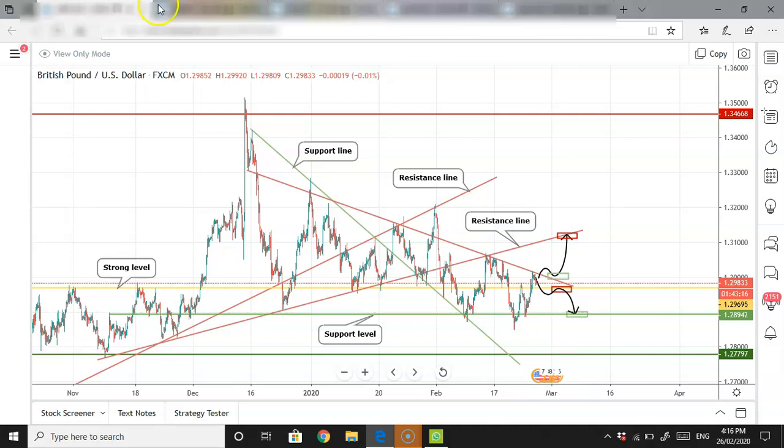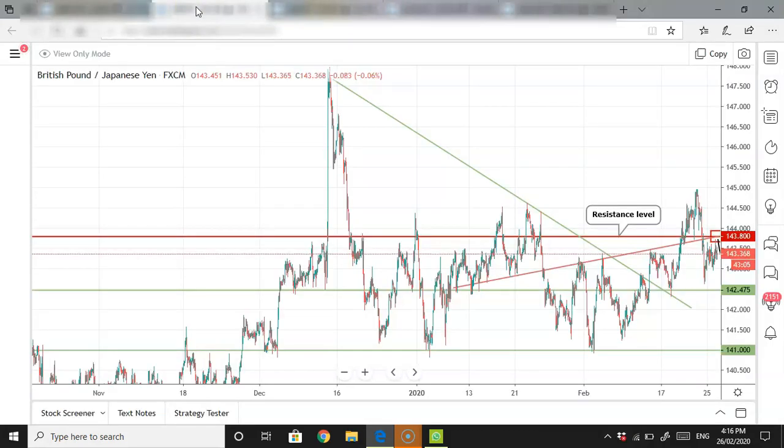So that is the pound. Let's go to the pound yen now. So both long or short the pound US dollar, just depending on what the price action offers us.